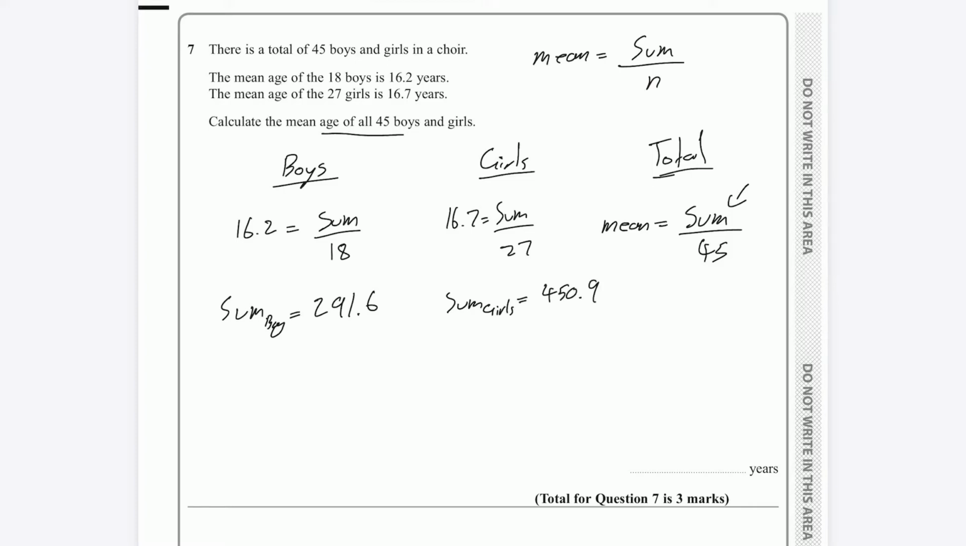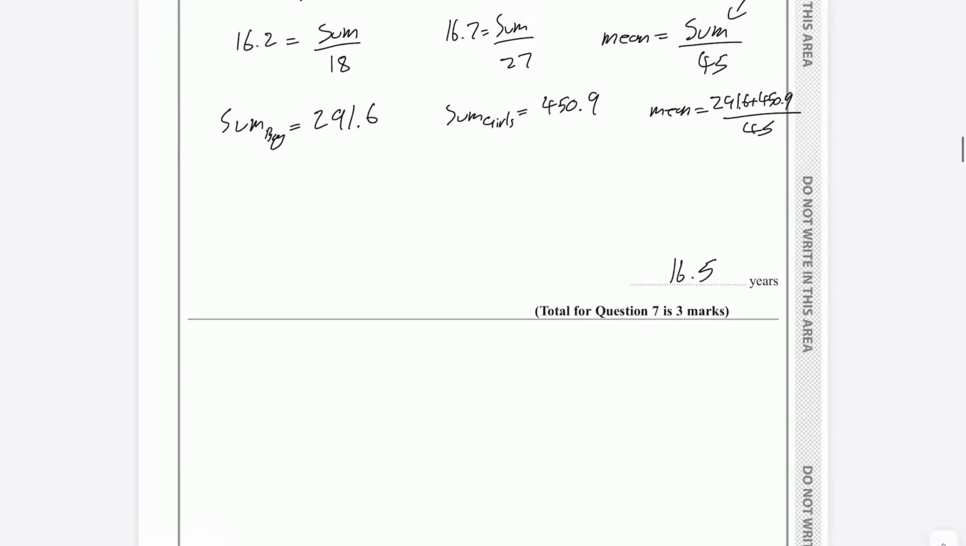And now this sum up here for the total is going to be the sum of the girls and the sum of the boys. So we end up with the mean is equal to 291.6 plus 450.9. Divide that by 45 and you get your answer. Well, that totals up to 742.5 and your answer becomes 16.5.